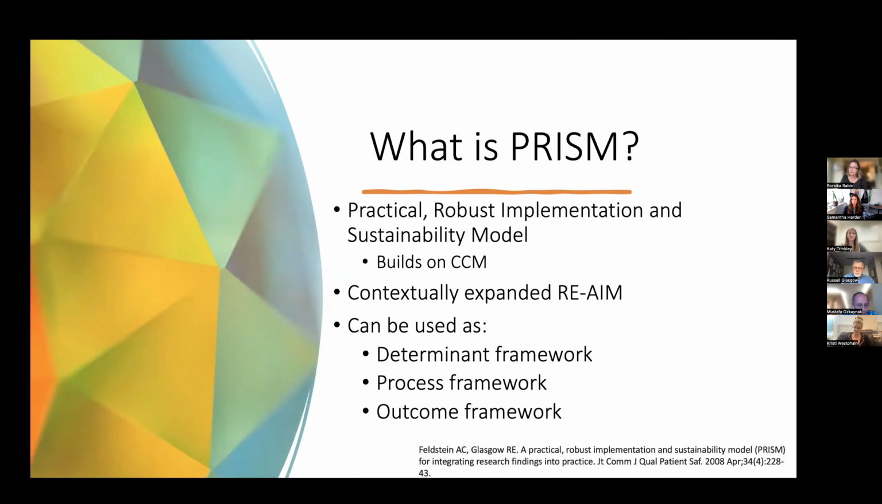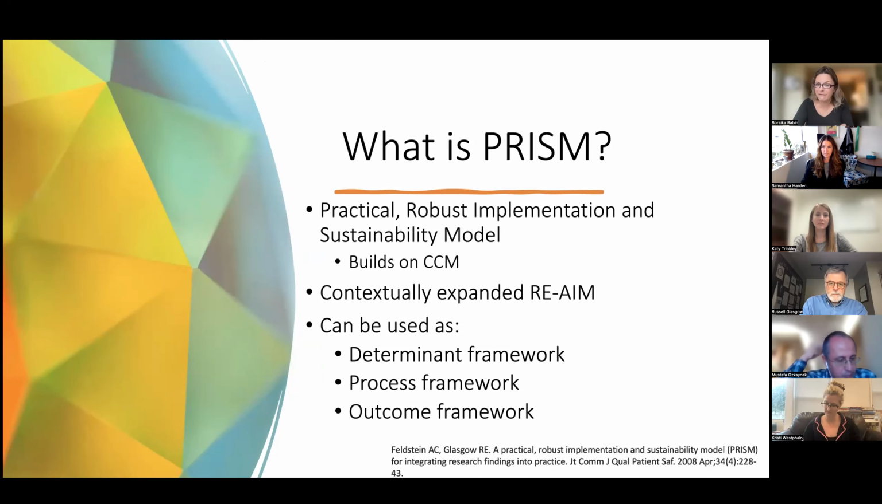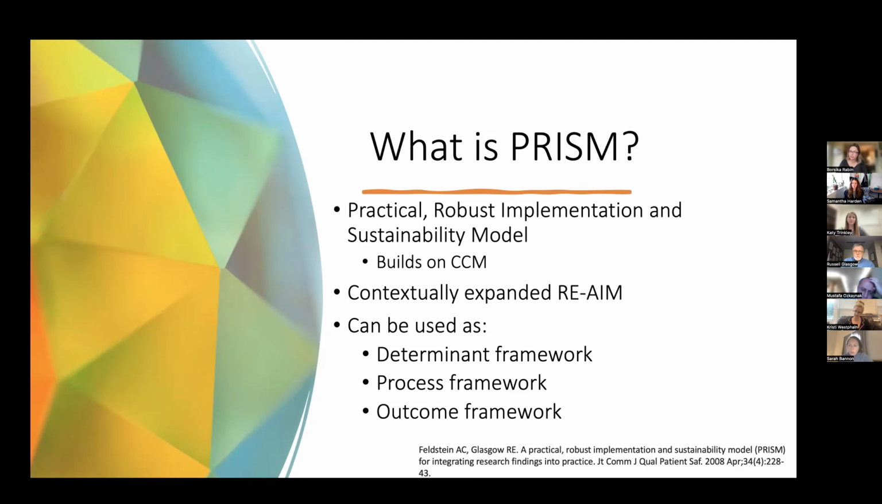It was first published in 2008 by Feldstein and Glasgow, in the publication I'm listing at the bottom of this slide. And it was created in the context of a healthcare system innovation around colorectal cancer screening improvement at Kaiser, using a lot of elements from the chronic care model at the time, but also other quality improvement concepts and implementation science concepts. It is basically the contextually expanded version of REAIM. It includes REAIM and it includes multi-level contextual elements. In terms of the use of it, it could be used by the Nilsen categorization as a determinant, a process, and outcome framework. So it's really a multi-use framework that can be used in different stages, pre-implementation, implementation, and sustainment, and also for different purposes.